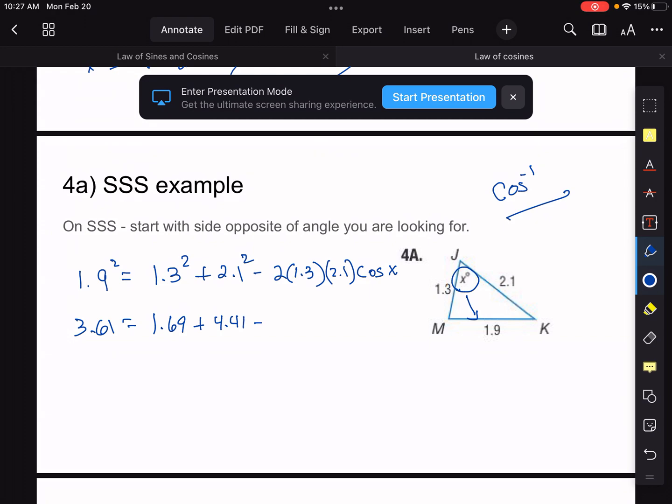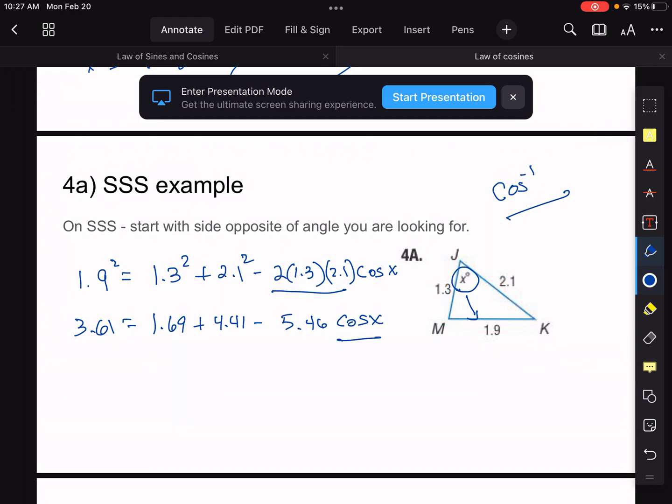So I'm just going to multiply these pieces out. That's 2 times 1.3 times 2.1, which is equal to 5.46. Let me just double check that. So we have 2 times 1.3 times 2.1. Yes, 5.46 cosine of x.